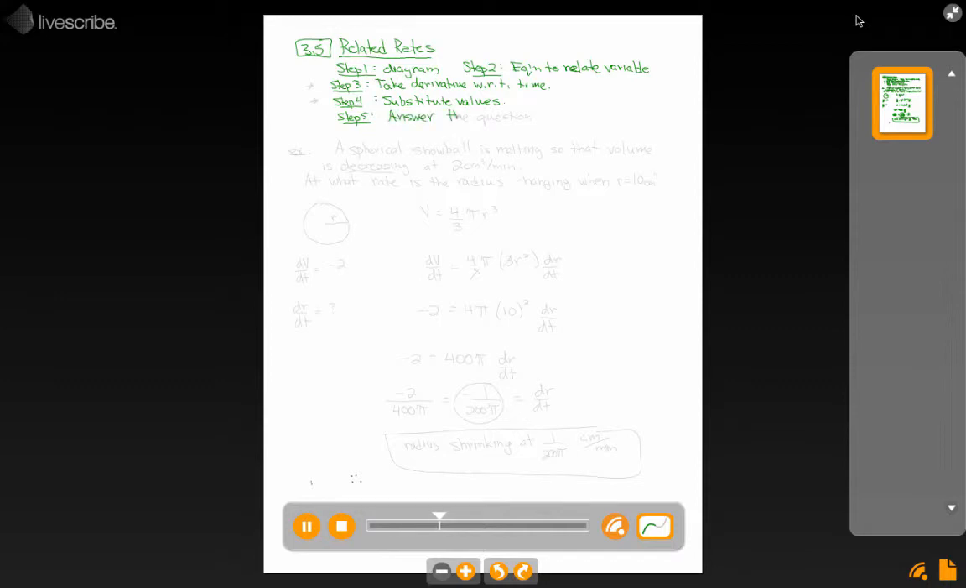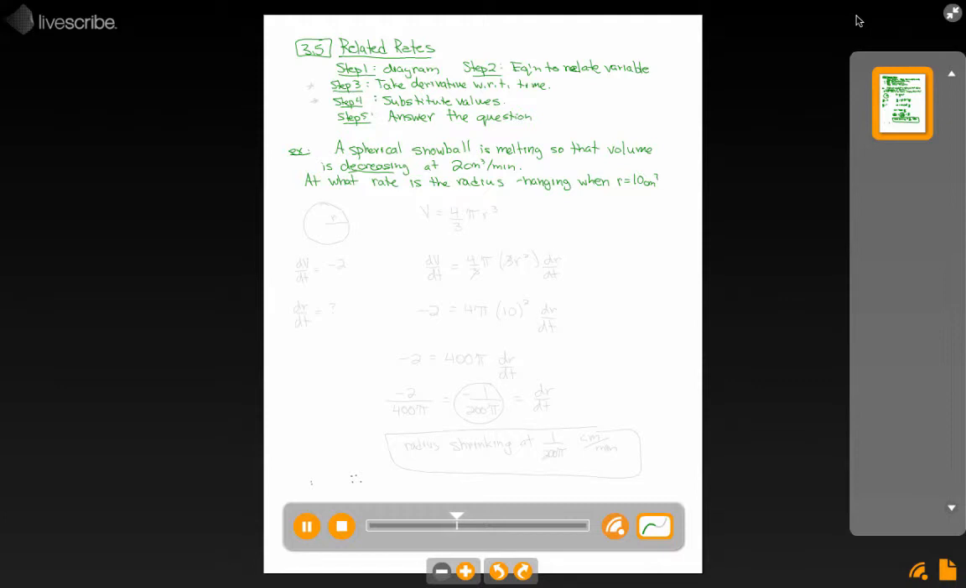It seems like a silly thing to say, but often people do a whole bunch of beautiful math, get to the end of what they think is they're done, but they haven't actually answered what was asked. So let's look at this first word problem example. The question goes like this: a spherical snowball is melting so that the volume is decreasing at 2 centimeters cubed per minute. At what rate is the radius changing when the radius is 10?